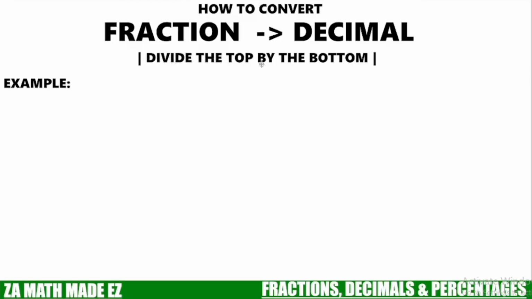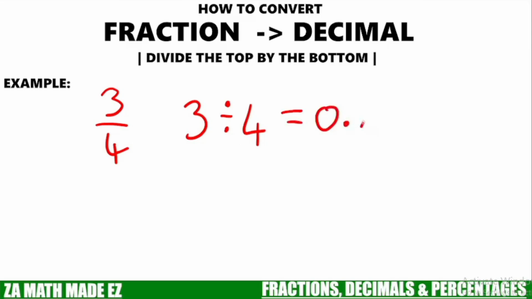How to convert a fraction to a decimal. Divide the top by the bottom. Okay, remember this. Divide the top by the bottom. For example, if I take 3 over 4, also known as 3 quarters, I want to divide the top by the bottom. So we take 3 divided by, what's the bottom? 4. 3 divided by 4 is equal to 0.75. This is the decimal. So if you take 3 over 4, you punch it into your calculator to give you 0.75. That is how you convert a fraction into a decimal.